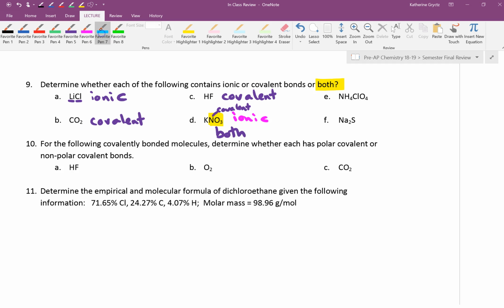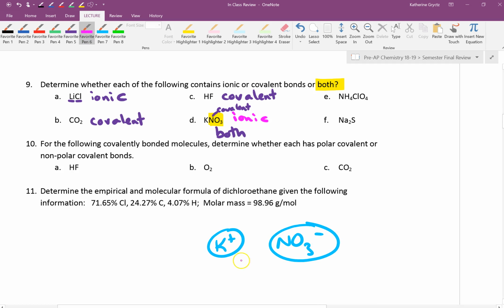Okay, if you actually drew this out, you would have a K plus, and then you would have this NO3 minus. Well, the attraction between these two is ionic. It's positive and negative. But the attraction inside here that keeps the N's with the O's is covalent. Okay, those are all nonmetals in there.